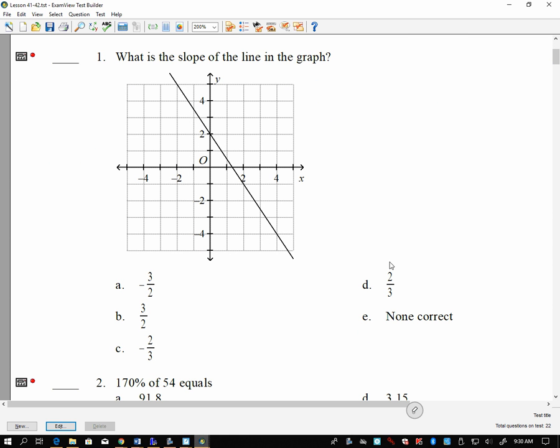Let's cover some questions in here, and then we will shoot into your book and try to cover at least a couple of practice set questions from each lesson. So what is the slope in the line graph? Well, where do I want to start from? Where would you start from, Caden?